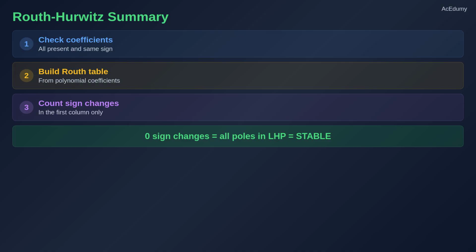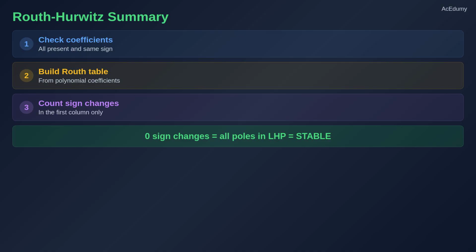Let us summarize. The Routh-Hurwitz criterion checks stability using only the polynomial coefficients. Step 1. Verify that all coefficients are present and have the same sign. Step 2. Build the Routh table from the coefficients. Step 3. Count the sign changes in the first column. 0 sign changes means all poles are in the left half plane.